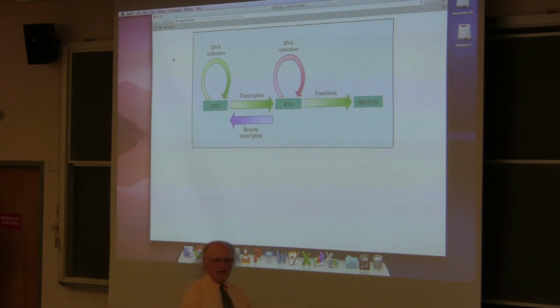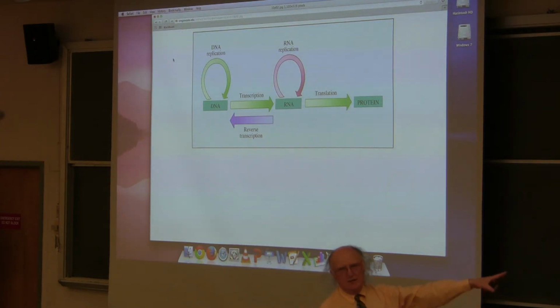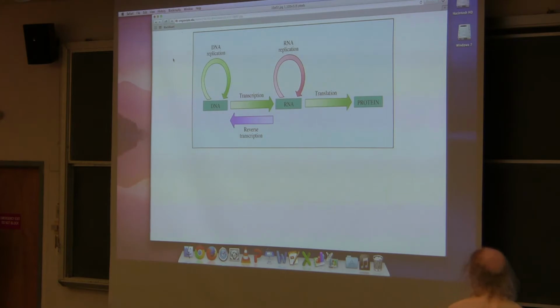Transcription makes RNA from DNA. Translation makes protein from RNA. That's what the central dogma is. The central dogma says DNA makes RNA, RNA makes protein. It's not complicated. It used to be thought that the central dogma was a one-way street. You started with DNA, you ended up with protein.